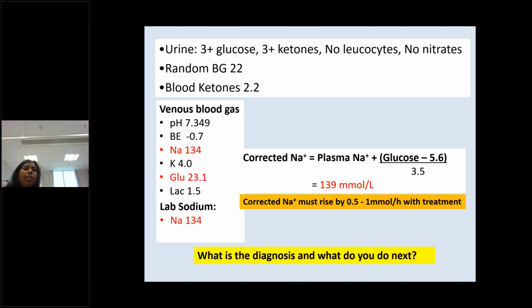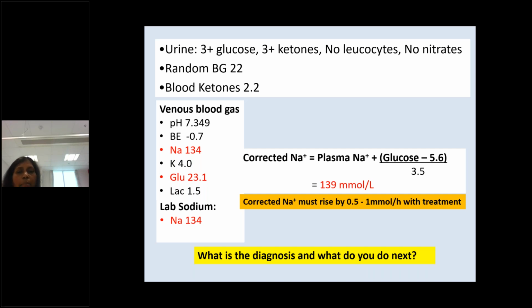Her urine glucose is 3 pluses, her ketones is 3 pluses, and there are no leukocytes and no nitrates, and her random blood sugar is 22, and her blood ketones is 2.2. We did a venous blood gas, and the pH is 7.35, and the base excess is minus 0.7. And her glucose is 23.1, and her sodium is 134.